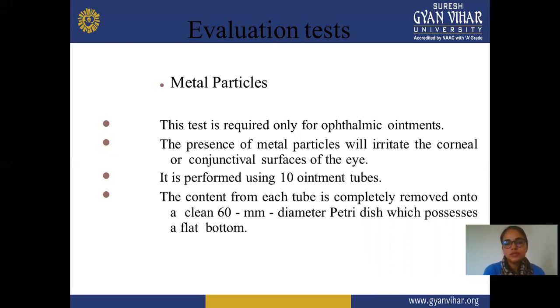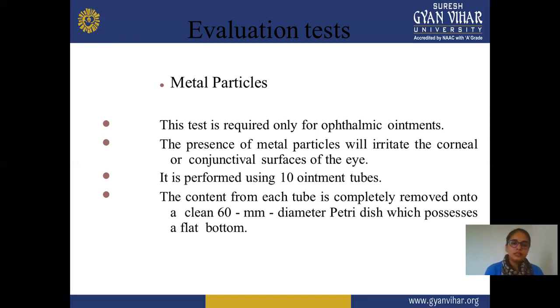In the evaluation test, first we check for metal particles, because if any metal particle is present in this formulation, it can damage your cornea or your eye, because these metal particles are very toxic and harmful to your eye. This metal particle test is required only for ophthalmic ointment. We already discussed parenteral products and other formulations, so we do not perform this metal test in any other formulation. This metal test is only required and important for ophthalmic products.